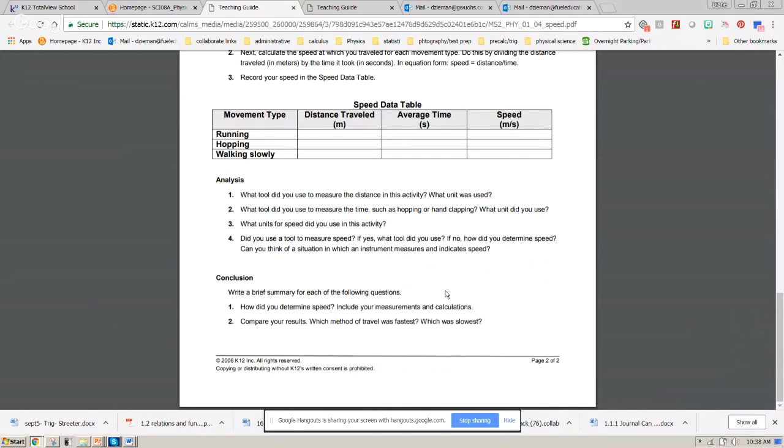Once you have this complete, please turn in your data tables. Well, if you just turn in this whole sheet, if you do all your work on here. If you happen to be answering your questions on a separate sheet of paper, make sure you include your data tables with your information and answers to the questions.